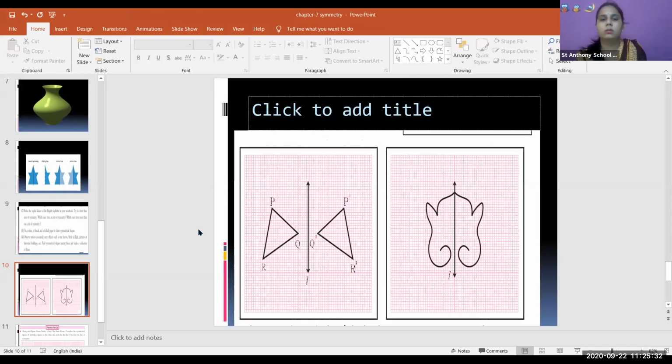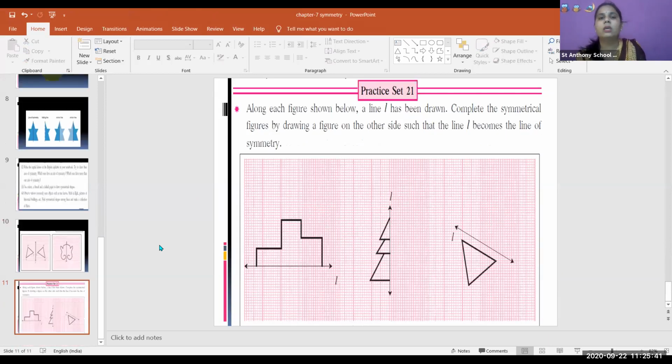Here also, these are known as mirror images of each other, that is known as reflectional symmetry. Okay, reflectional symmetry, these two are an example of reflectional symmetry. Now here, along each figure shown below, line L has been drawn. Complete the symmetrical figure. This is line L, this is line L, this is line L. Complete the symmetrical figure by drawing a figure on the other side such that line L becomes the line of symmetry.